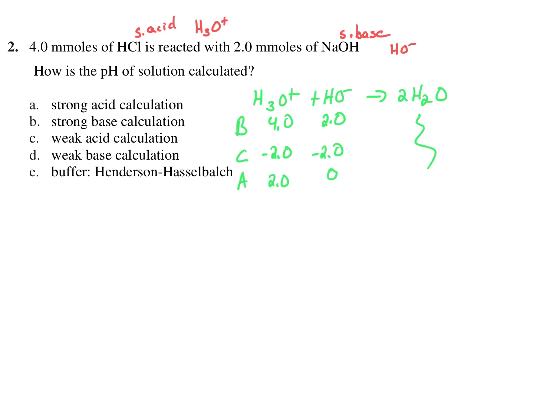All we have in solution is a strong acid, so we can calculate our pH as the negative log of the H3O+ ion concentration remaining.